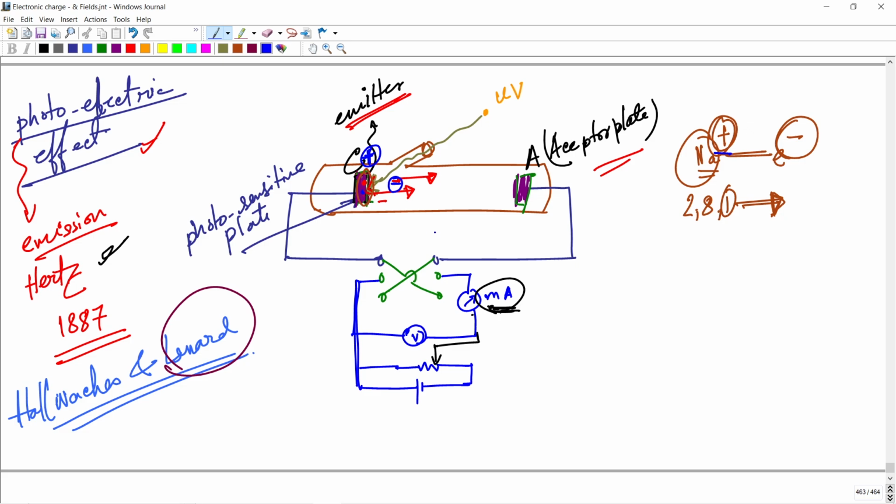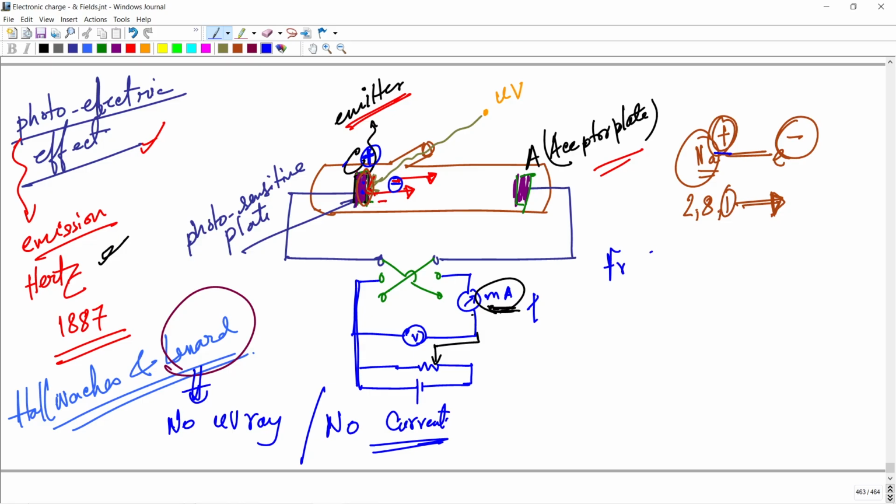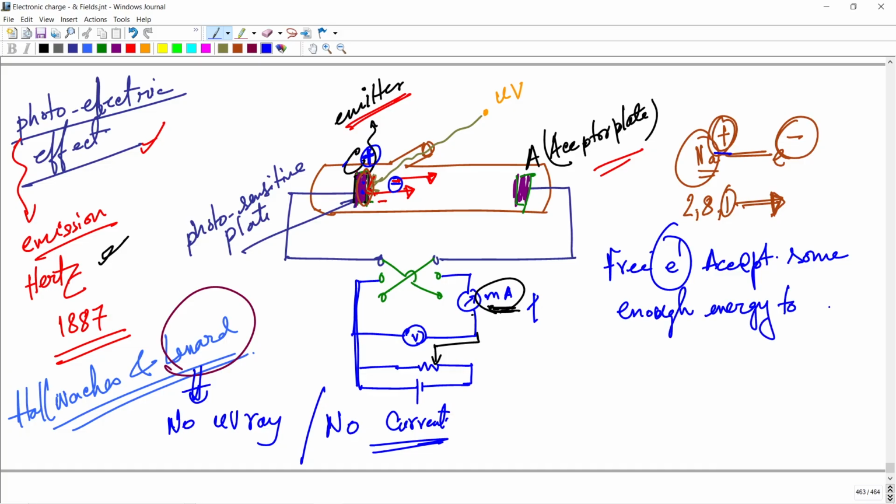Lenard actually said that when the UV ray stops, the photocurrent stops. No UV ray means no current. So this free electron accepts enough energy to overcome that attractive pull.